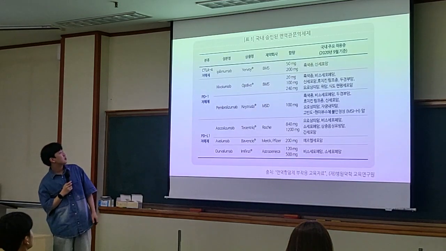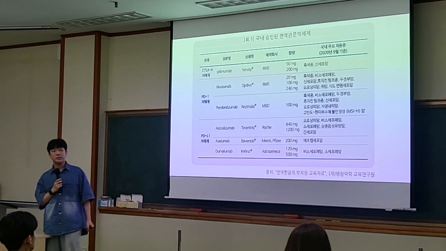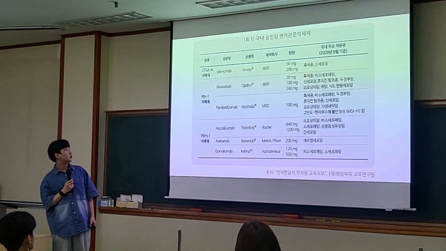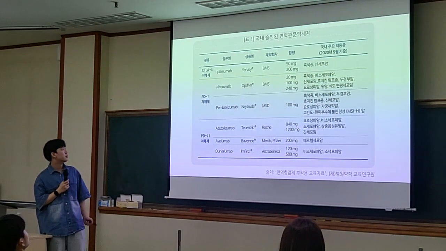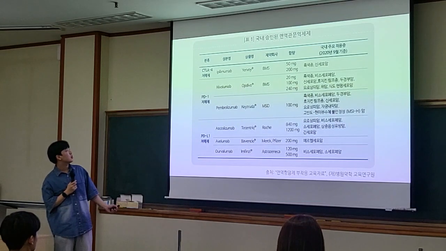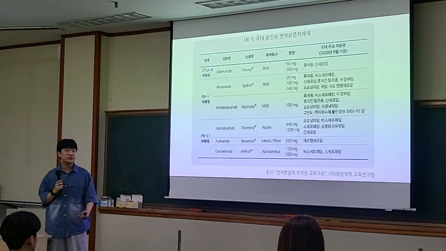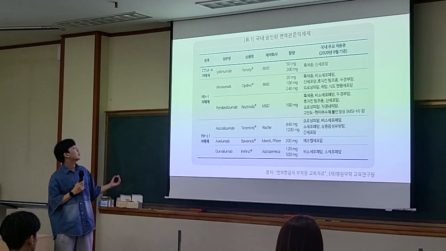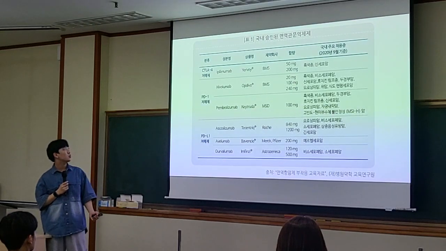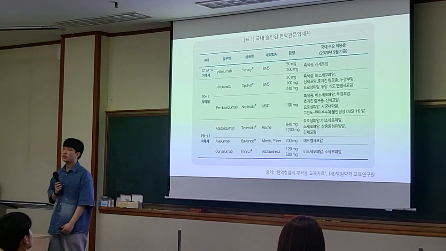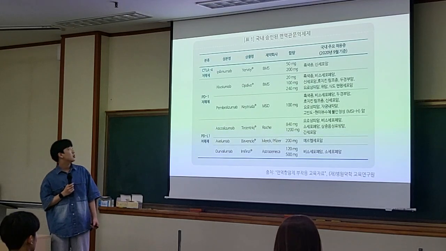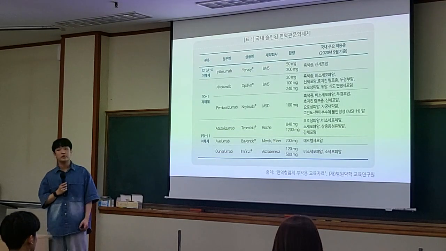And these are the list of immune checkpoint inhibitor drugs which are allowed for treatment in Korea. And as you could see, all of these drugs end with -mab. So as we learned last lecture, they are all composed of monoclonal antibodies.